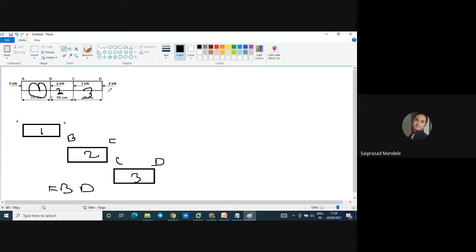Here you have to be very careful. Now look at AB, that is section 1. Okay. 9 kilonewton force is applied at A, 2 kilonewton force is applied at B, 3 kilonewton force is applied at C, and 4 kilonewton force is applied at D.